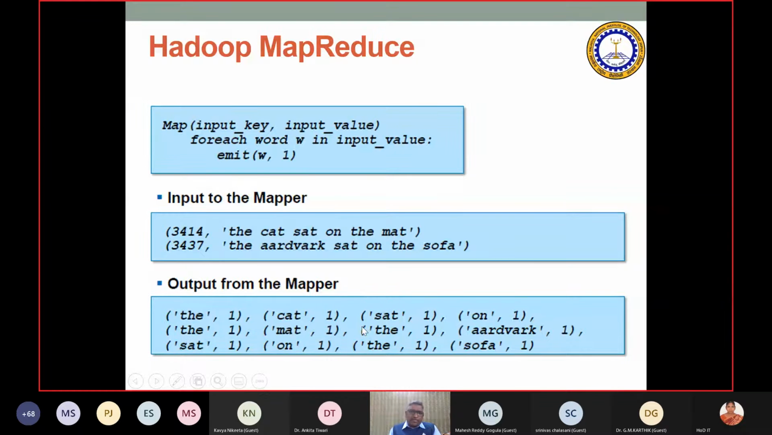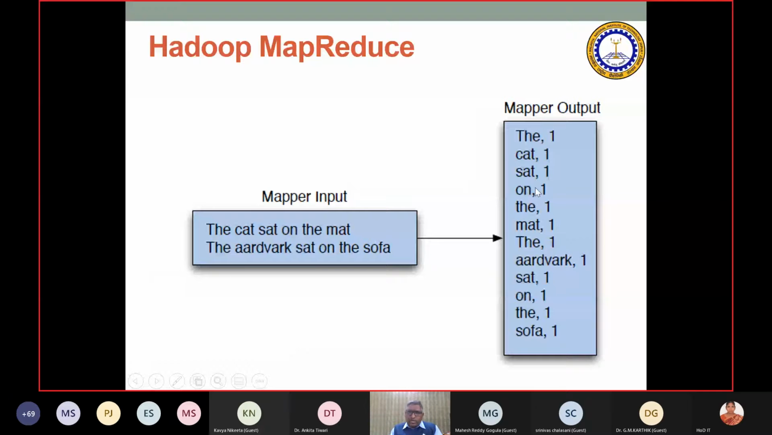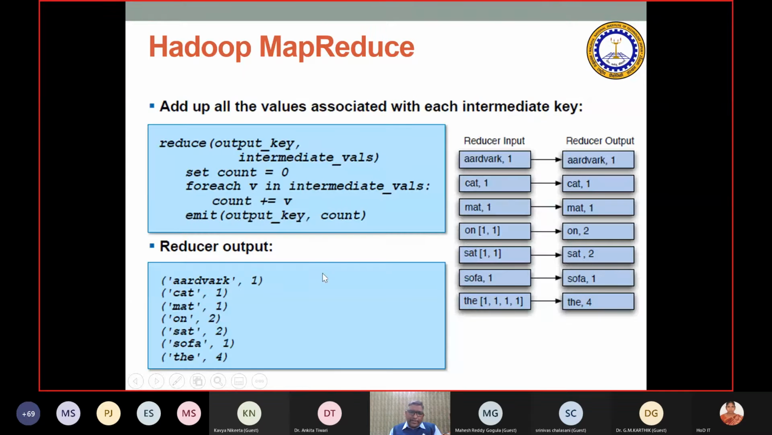So let us take the mapper input, something like this. The mapper output is something like this: the cat sat on the mat, all ones. The aardvark sat on the sofa, all ones, right? So after that, as we go, we try to write the reduce function. What is the reduce function? The reduce function takes the output key and its intermediate values.